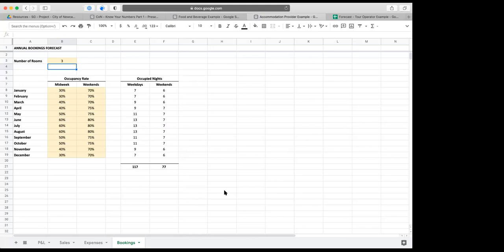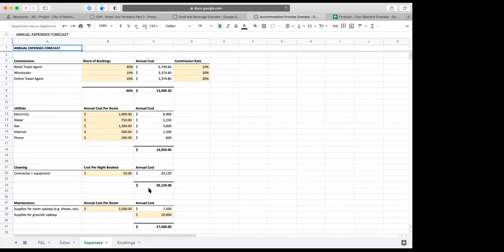An interesting expense for an accommodation provider, of course, are booking commissions. If we look at the expenses tab, we can see that we model booking commission costs up the top here for 3 types of channels: retail travel agents, wholesalers, and online travel agents. For each, we forecast the share of total bookings attributed to them, representing 60% of all bookings in total. Again, we could leverage historical data to inform this.